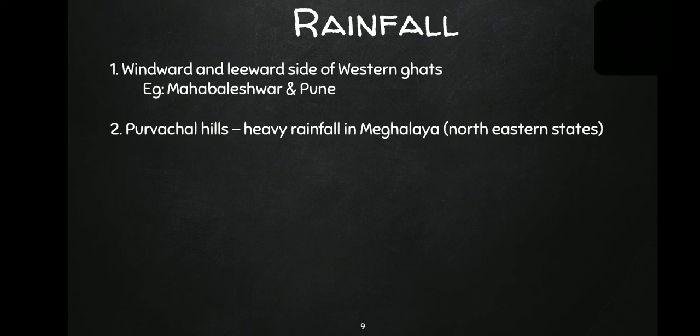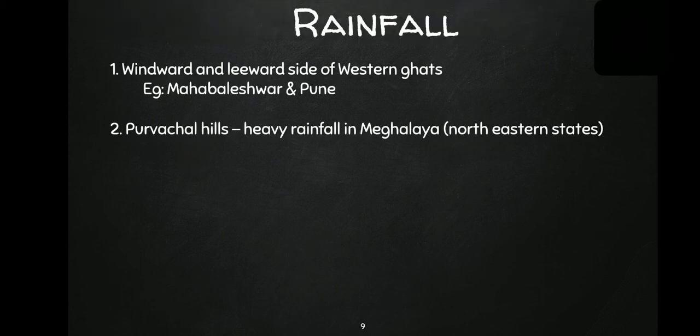Next, Purvachal Hills. We have discussed the heavy rainfall in Meghalaya. That is not only in Meghalaya, but in the northeastern states, because of the Purvachal Hills being a barrier for the Bay of Bengal branch of southwest monsoon winds.